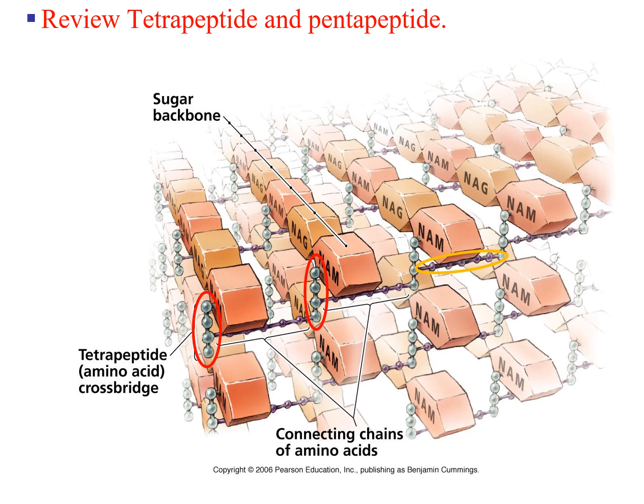Notice how each of the layers is connected to another layer via a tetrapeptide and a pentapeptide. The tetrapeptide is outlined with a red circle, and it's four amino acids. And the pentapeptide is outlined by a yellow circle, and it is five amino acids. Both of these hold layer one of NAG-NAM to layer two of NAG-NAM to layer three of NAG-NAM, and so on.